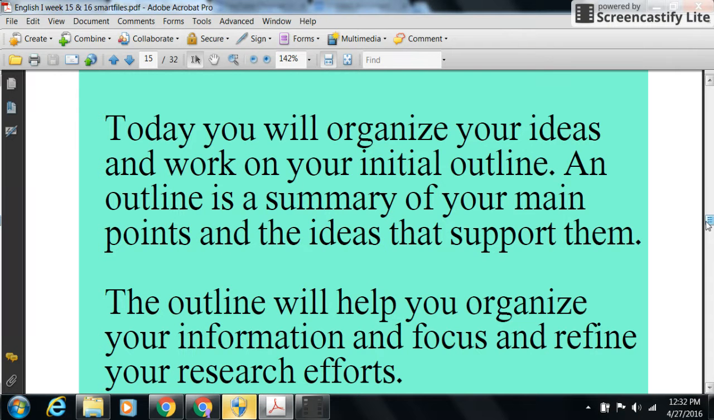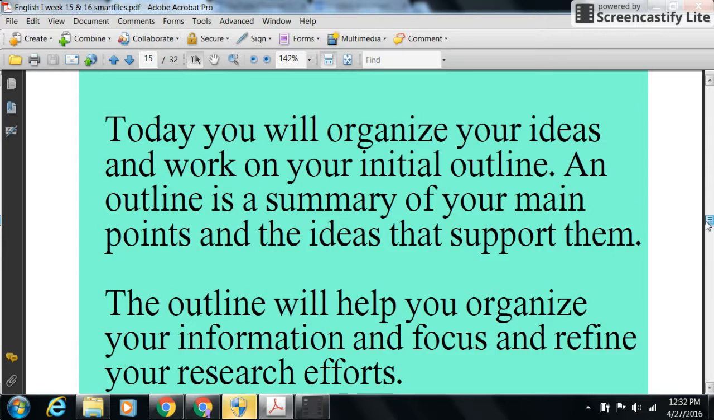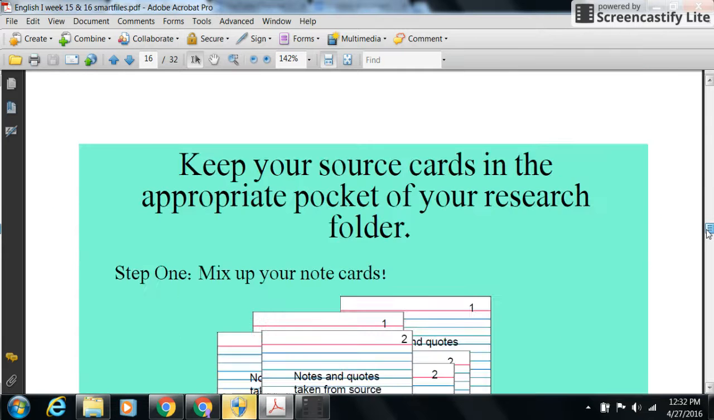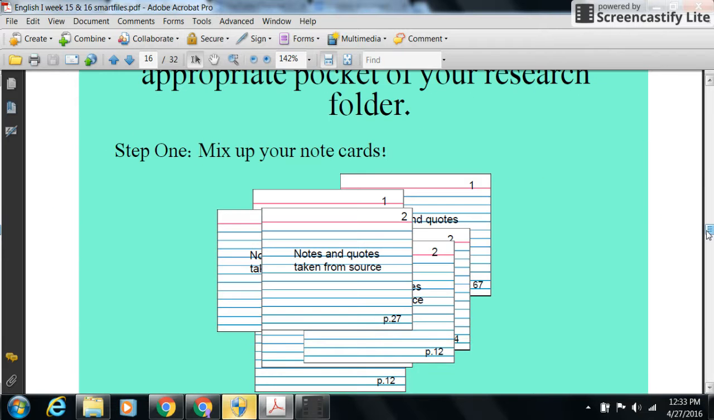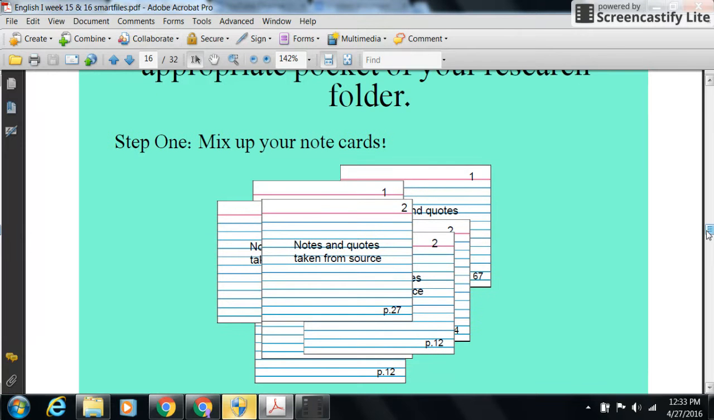So today you're going to organize your ideas and you're going to create your initial outline. Your outline might actually change as you get to writing your paper. You might decide you want to switch the order and that type of thing, and that's perfectly okay. But today we're going to get started with that. So what you're going to do first is you're going to take out your note cards and put your source cards to the side, and you're just going to put all your note cards together in a stack.